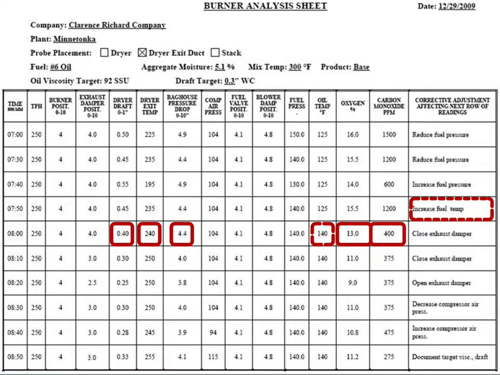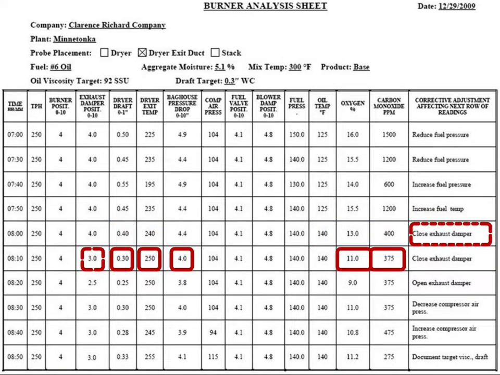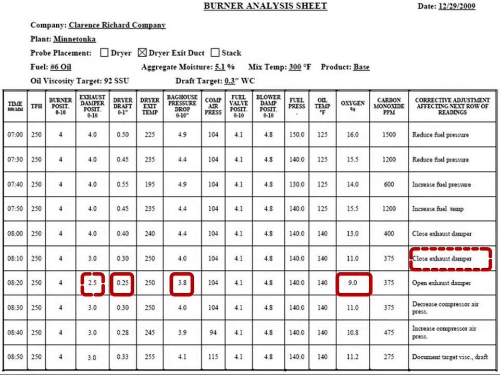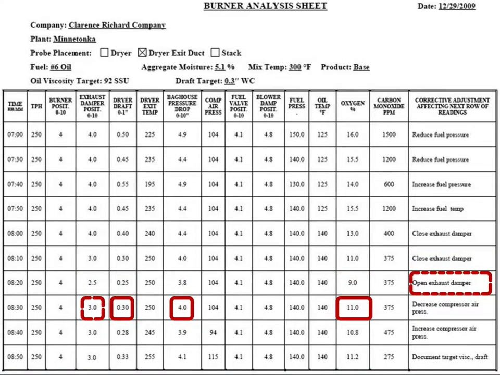The feed rate was set at 250 tons per hour, and the loader operator was instructed to keep the moisture content uniform. The targets, oil viscosity and draft, were unknown at the beginning of this burner tune-up. The process of completing the tune-up allowed us to know where to target these settings during production.